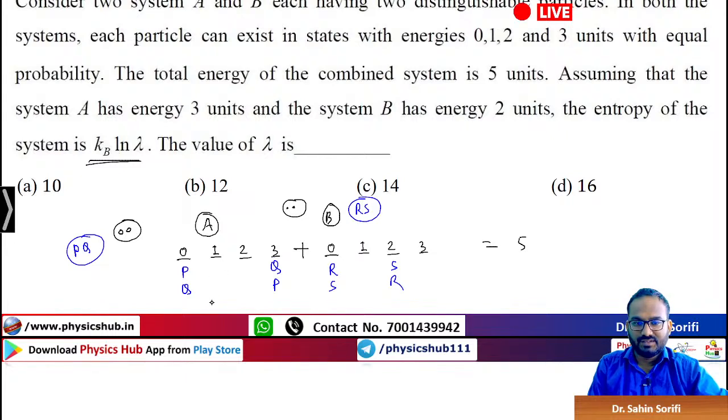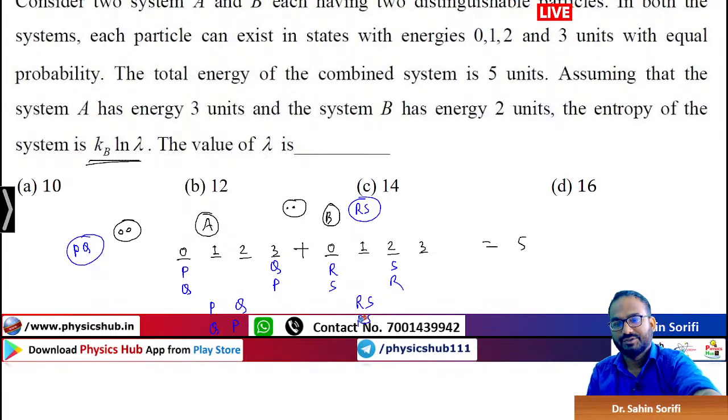Let's say you keep P here and Q here, 1 plus 2 is 3, so you need 2. You can keep R and S both at 1. So 2 plus 1, 3, plus 2, 5. Let's say if you keep Q here and P here, so 3 units again. Here you can just keep it at R and S. So this is one combination. Here also you get the energy 5.